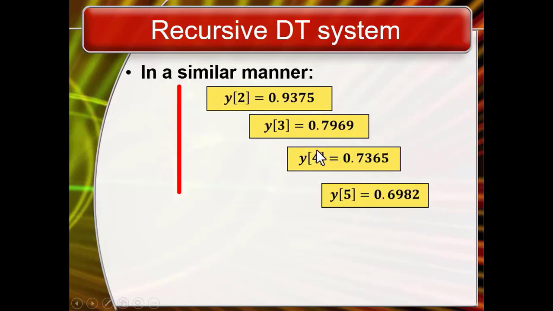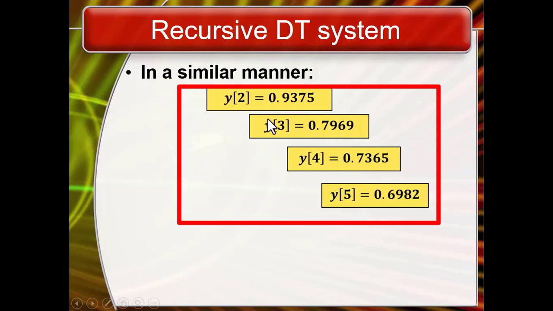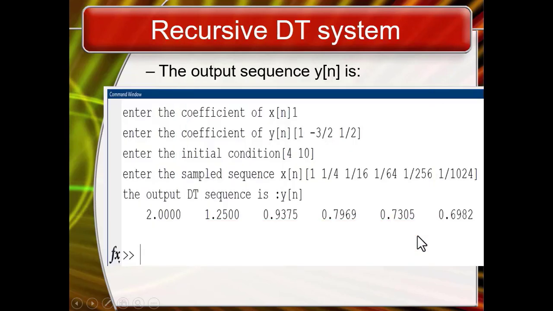In a similar manner, when you solve for y of 2, you'll get 0.9375, y of 3, 0.7969, y of 4, 0.7365, y of 5, 0.6982. And using MATLAB, we can solve it like this.